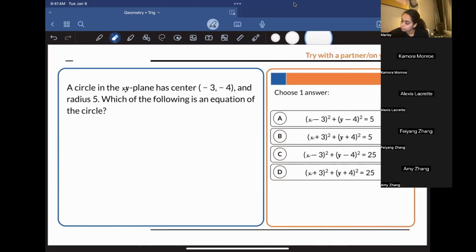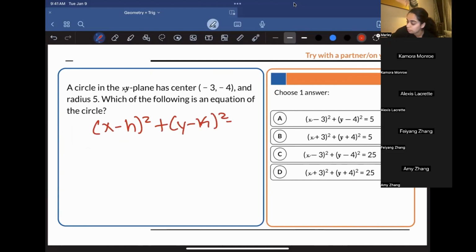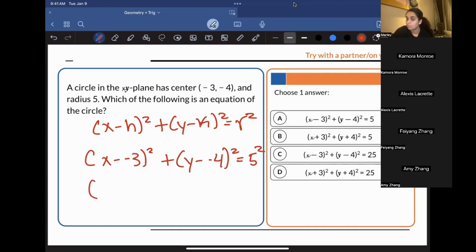Here's the question. We have the xy-plane with the center (−3, −4), and the radius is 5. Our equation is (x − h)² + (y − k)² = r². We're going to plug in: (x − (−3))² + (y − (−4))² = 5². Minus minus is plus, so (x + 3)² + (y + 4)² = 25.